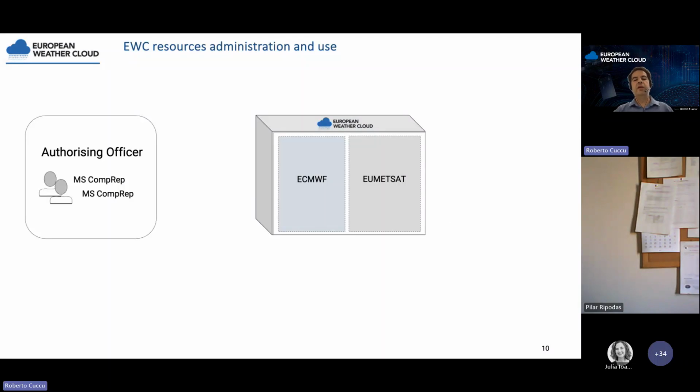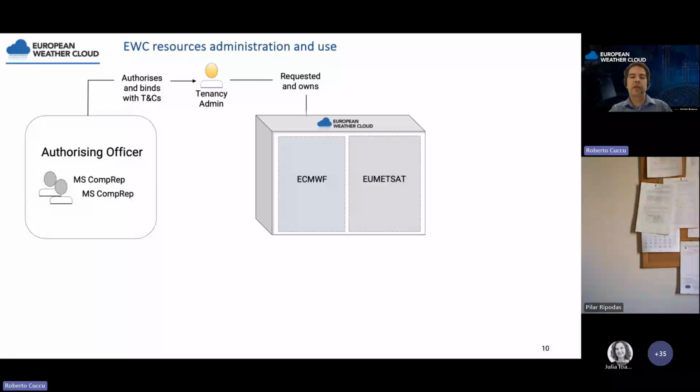So now let's provide an overview about the usage and administration scenario. I already introduced the figure of the authorizing officer, which is basically the comp rep of a member cooperating state of ECMWF and EUMETSAT. And in this case, the comp rep might authorize and also make sure that a requester is aware and agrees with the terms and conditions of the usage of the European Weather Cloud and provide access, so authorize access for a user for working with the tenancy.